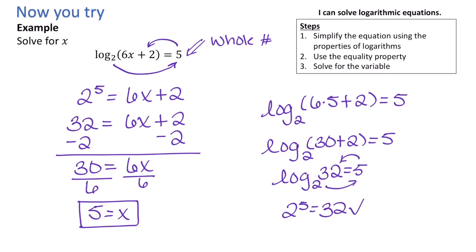So we can solve by subtracting 2 from both sides, which gives us 30 equals 6x. Then divide both sides by 6 and you get 5 equals x. If we plug 5 back in, we get the log base 2 of 32 equals 5, which does work because 2 to the 5th equals 32.